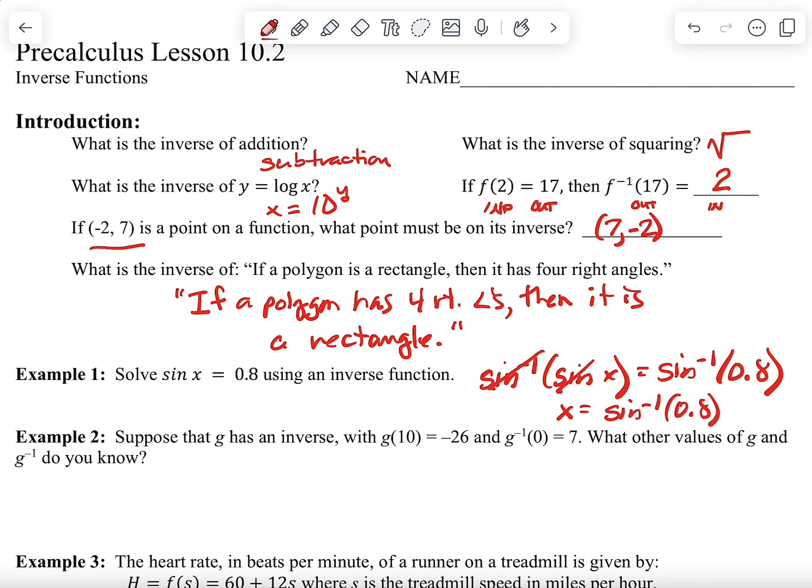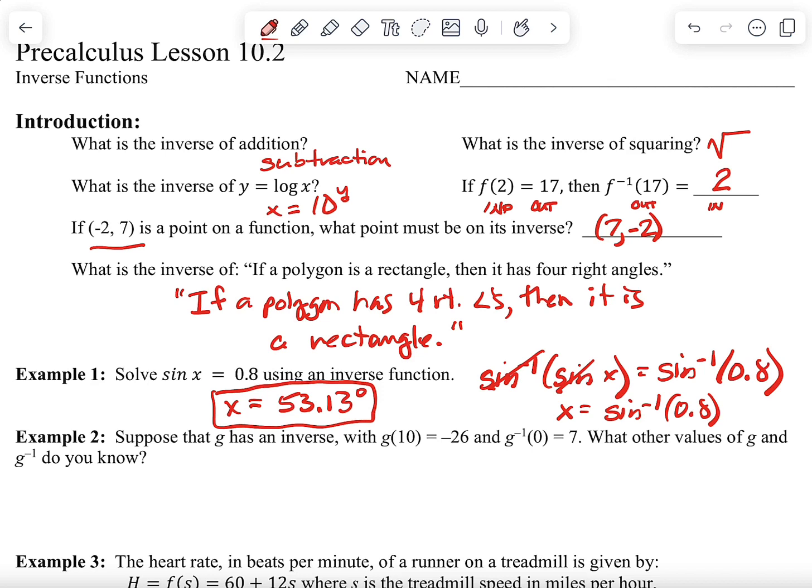So at that point, that would be a question where you would type into your graphing calculator using the inverse sine button. And if you're in degrees, then the answer would be x equals approximately 53.13 degrees. So an example of using the inverse sine function to solve an equation.